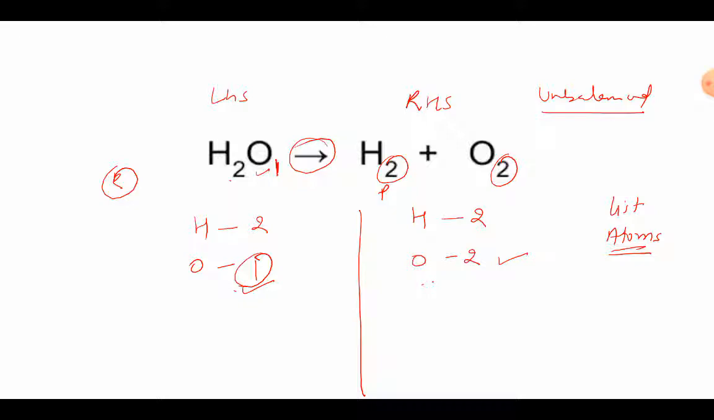Whenever we have to balance, we have to add that number as the coefficient. Coefficient means we can only add that number in the beginning. So now we have changed it. So this has become 2, but now a problem comes that this 2 as coefficient will be multiplied with every subscript that is after it. So since this 2 is in front of hydrogen, this 2 into 2 becomes 4, and this 1 into 2 becomes 2. Now are we able to understand that oxygen is now balanced? It has become 2 and 2.